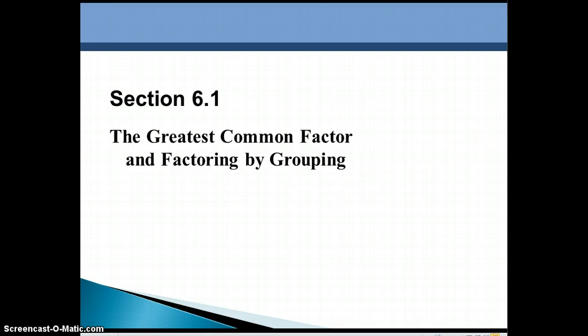And the first topic we'll be looking at is the greatest common factor, and then we will also be looking at factoring by grouping.